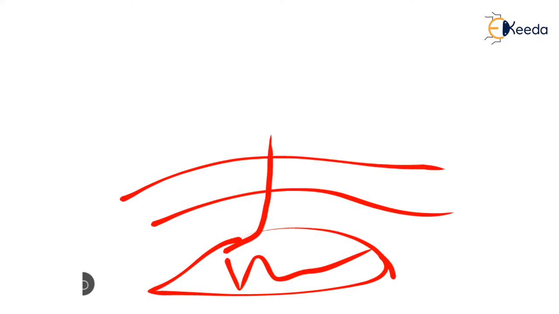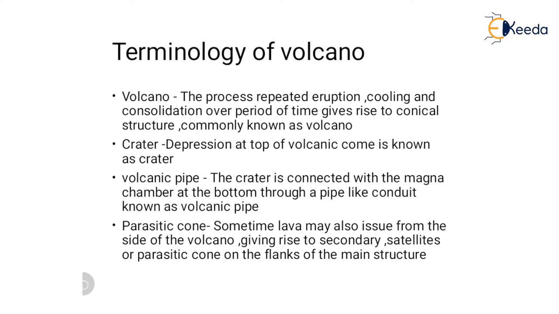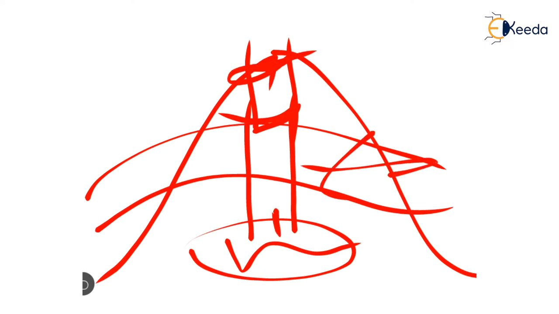Volcanic pipe. This is the magma chamber, and these are the layers of rock, and from the magma chamber molten material comes out, so it ruptures the overlying strata and forms this pipe-like structure. This is called a volcanic pipe or conduit. The crater is connected with the magma chamber at the bottom through a pipe-like conduit known as a volcanic pipe. So see, this is the magma chamber, and this is the surface, and it ruptures through a pipe-like structure and forms this cone-like structure, and this is the crater, and the magma chamber is connected by this volcanic pipe.